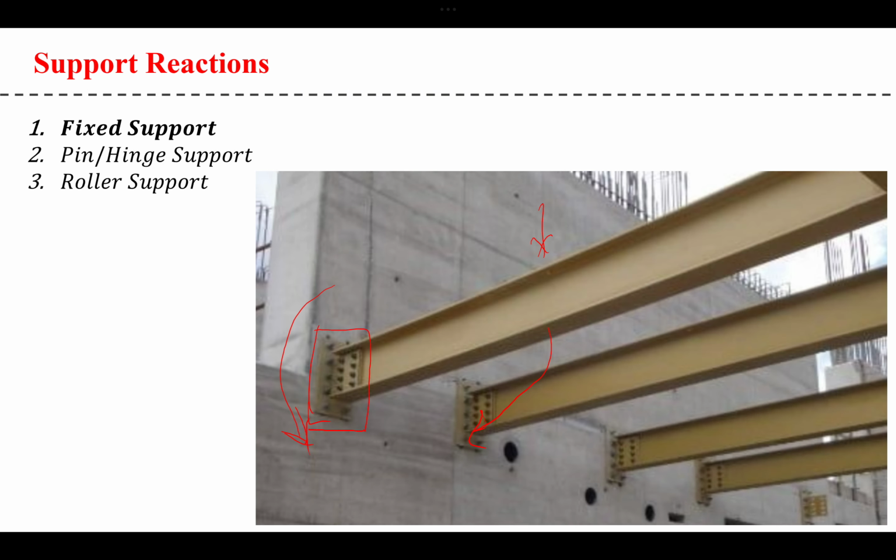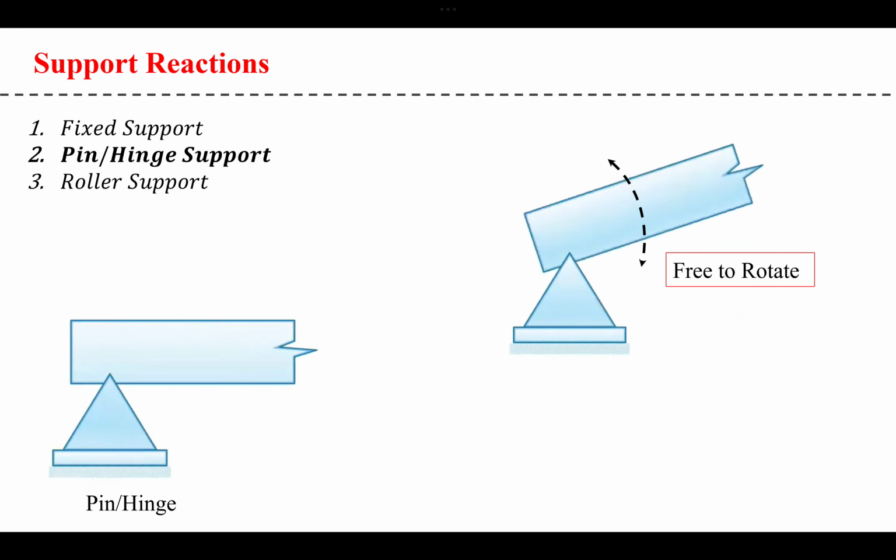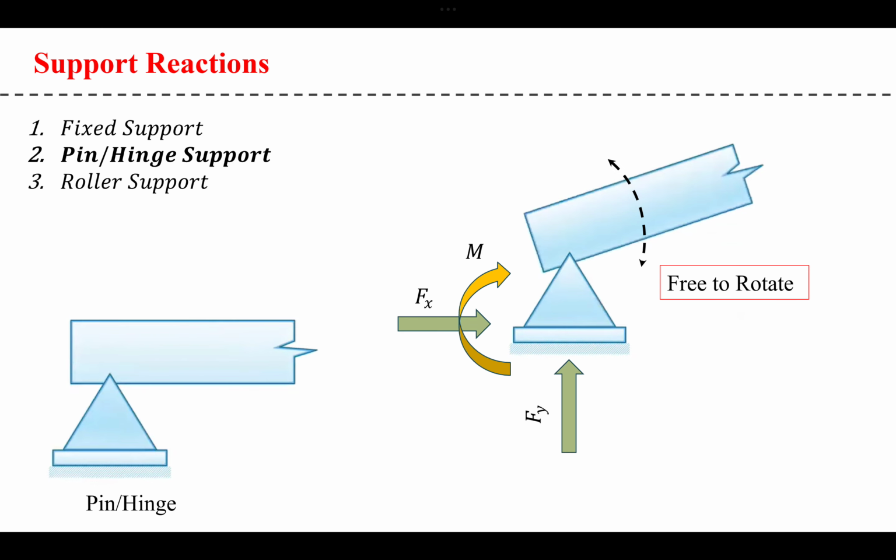Now let's move on to the second support, which is pin or hinge support. In this case, it is represented as this triangle. Okay, and it is free to rotate. Now, unlike fixed support, which is not even able to rotate, in this case you are giving it a freedom to rotate. So because of that, out of these three reactions, because it is free to rotate, there will be no reaction to the moment.